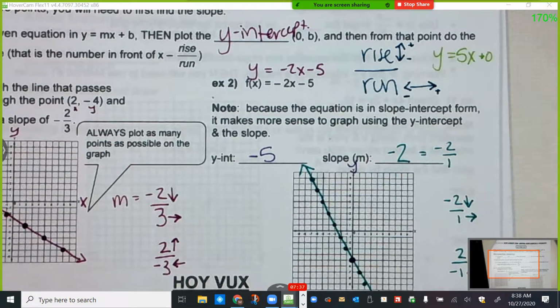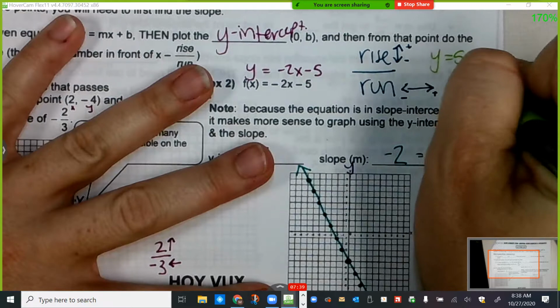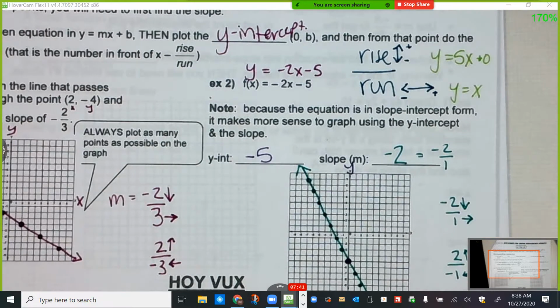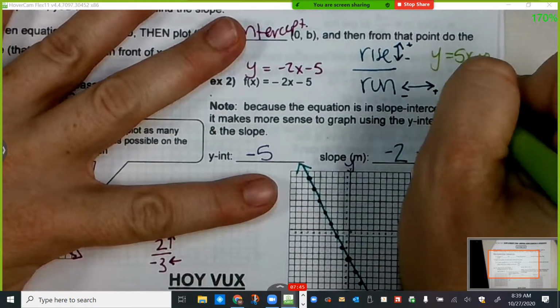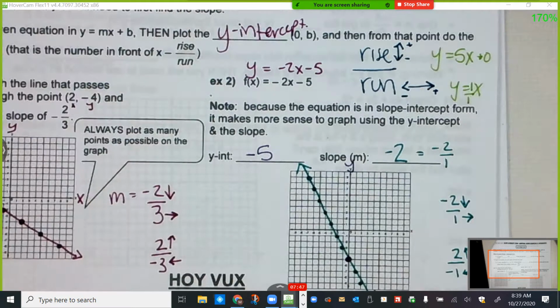Another thing too is what if I have y equals x? What's my slope? 1. And then remember, if we're going to graph it, we want to do 1 over 1. Just a couple reminders of questions I got last period.